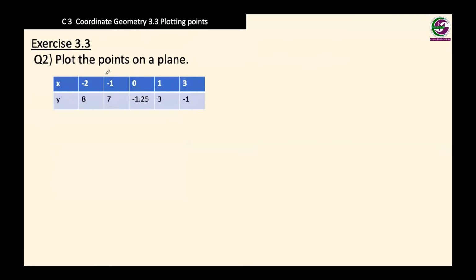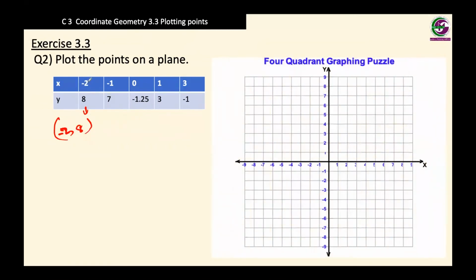Now, the last question of this chapter is plotting the points on a plane. X, Y. We have to take this in a pair. For example, you have to take -2, 8. This is a pair. So let's mark from -2. On the x-axis, go to -2 and 8 steps up because it is positive. So this will be the first point, -2, 8.